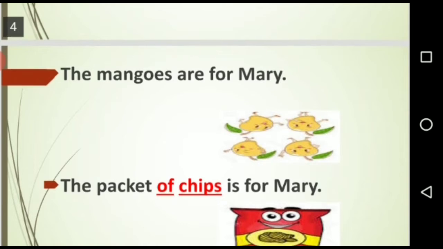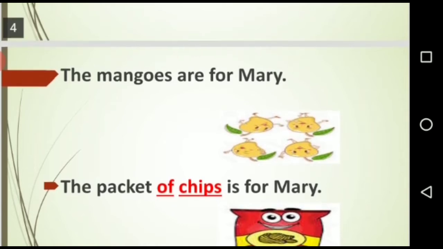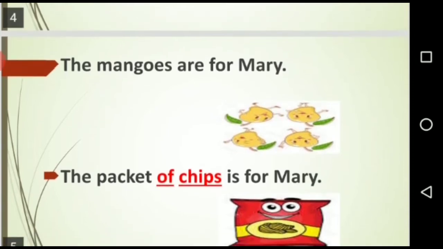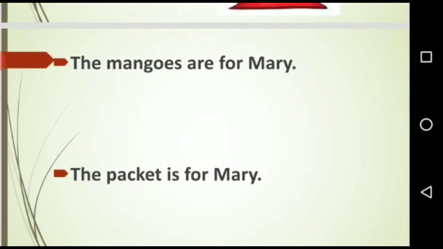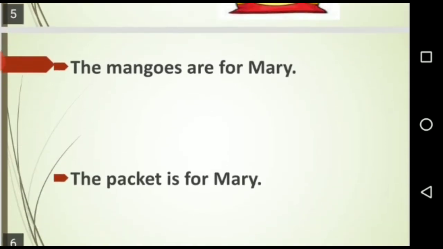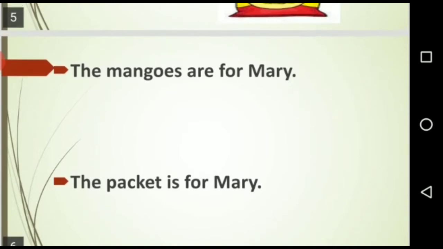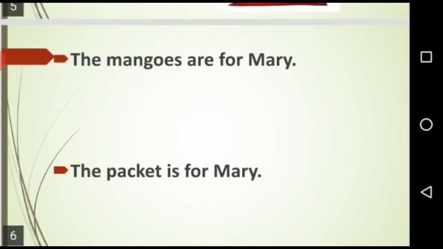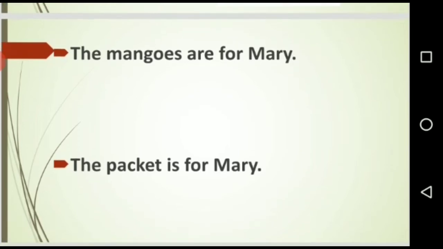Now it's easy. The mangoes are for Mary. The packet is for Mary. What packet? The packet of chips. That is the reason we have are in the first place. In the first sentence, the real subject is mangoes, plural subject, plural verb are. And in the second sentence, the real subject is the packet, singular subject, so singular verb.